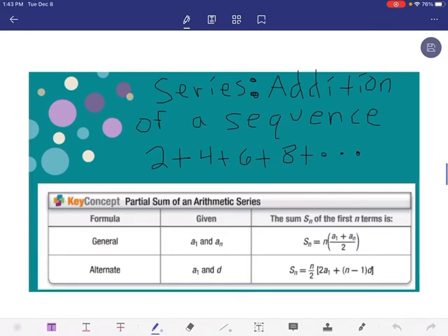So for an arithmetic series, we have two different ways that we can find the sum. There's S sub n equals n times a sub 1 plus a sub n divided by 2. And we also have S sub n equals n divided by 2 times a sub 1 plus n minus 1 times d. It just depends on the information that they give us. So in the first one, that would be if they gave us a sub 1 and a sub n. And the second one is if they gave us a sub 1 and d instead.